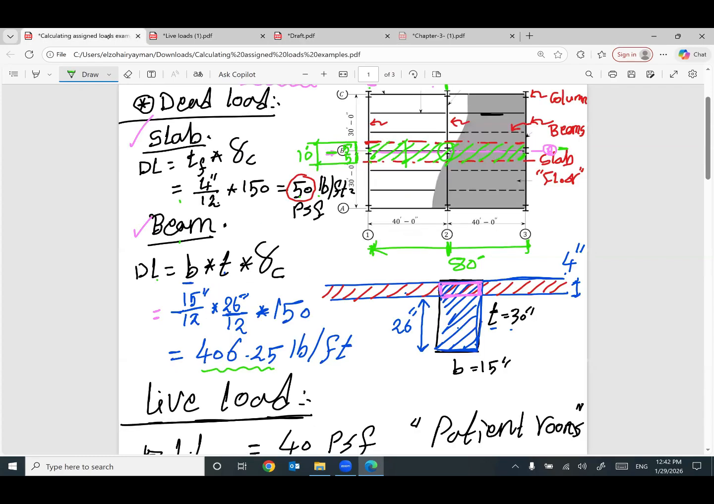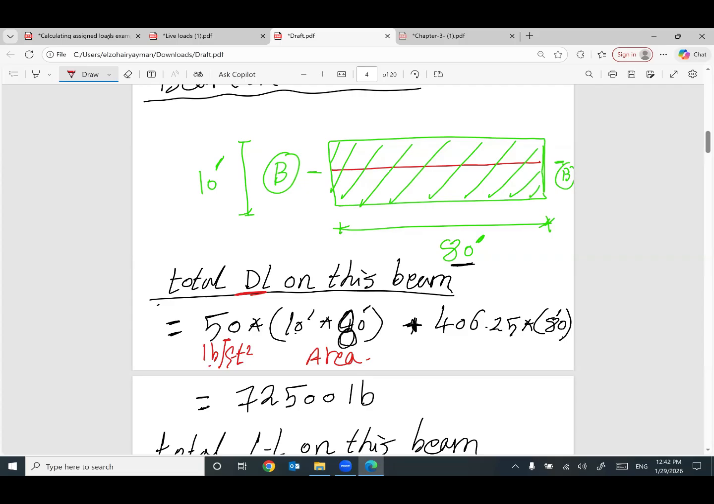Keep in mind the value of the dead load coming from the beam is 406.25 pounds per foot. To convert it to pounds, we need to multiply it by the total length of the beam. So this is the reason why we multiply the 50 by the area assigned to the beam and the 406.25 by the length of the beam. This is the length of your beam, the one in red color on axis BB.